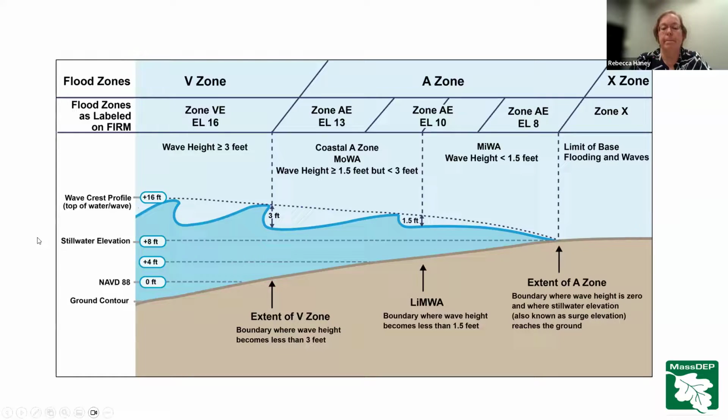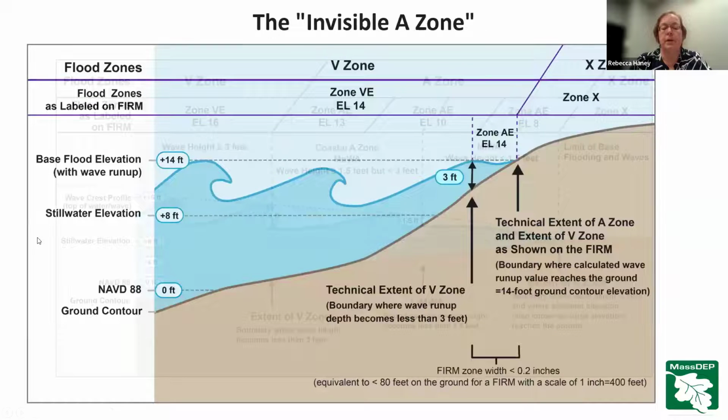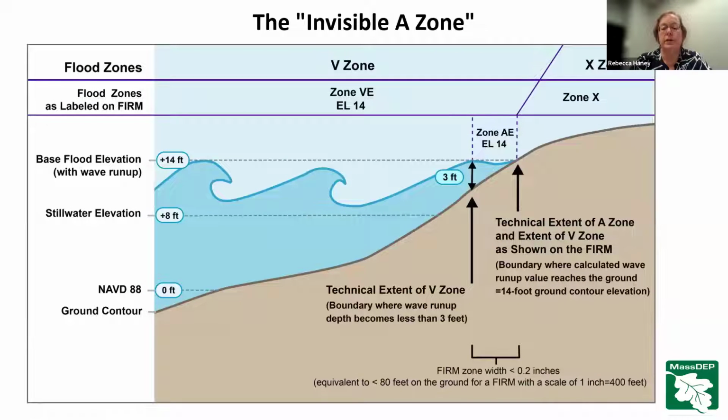Next. So the cross sections on our shoreline are varied. You don't always have that nice, gentle, low sloping transect like we saw in the last couple slides. So where the topography is rising more quickly, then the waves are tapering down and the floodwaters are tapering down quicker as well. And so what this can result in is this invisible A zone.